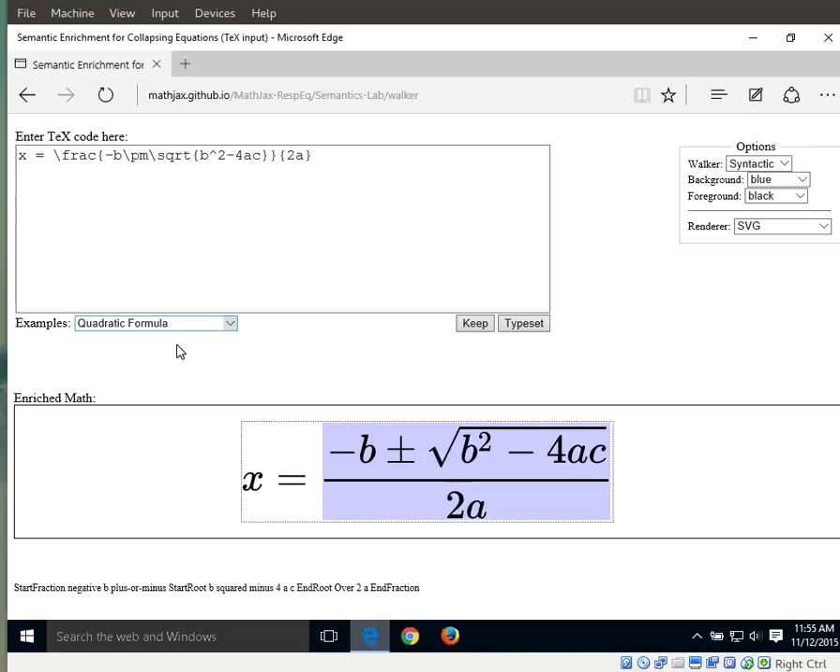So let's try right again. We will be working on a notification system that indicates that you've reached the edge of the expression.